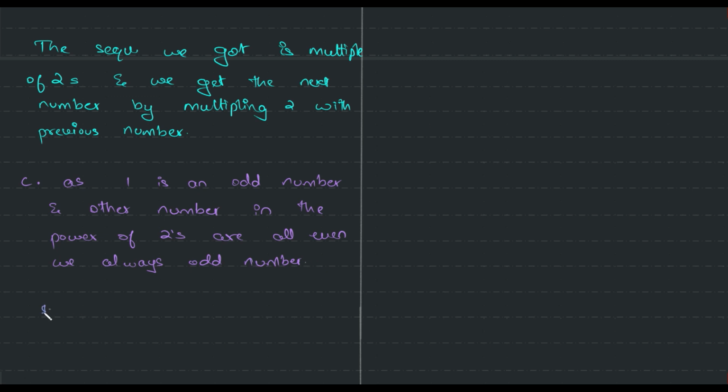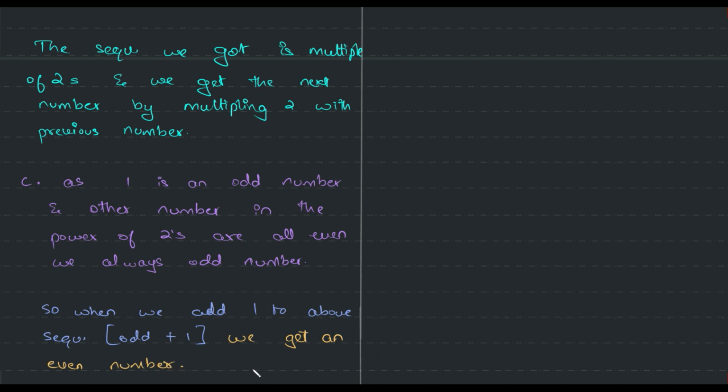So when we add one to the above sequence, that is, odd number plus 1, we get an even number. See, my handwriting is not easy to write on this. An even number. Does it make sense?